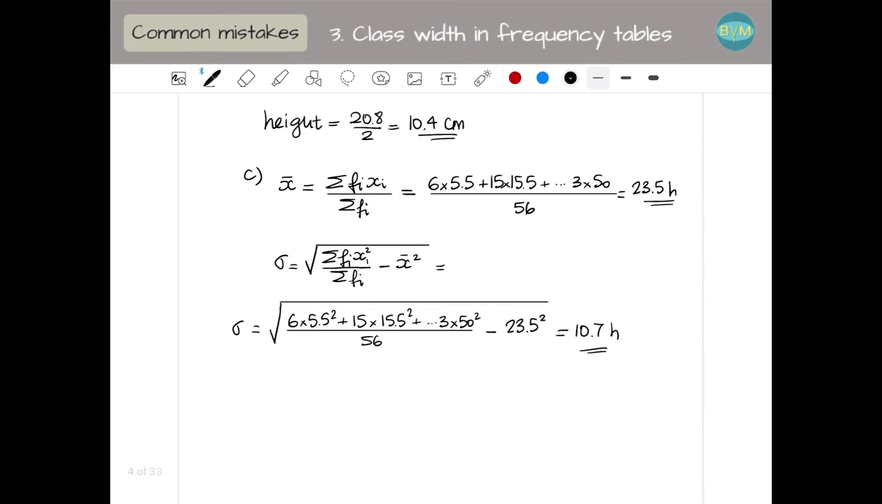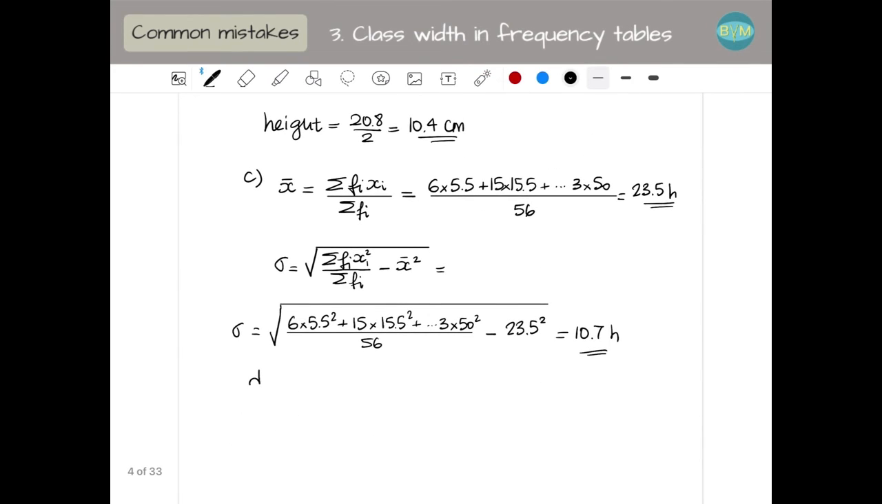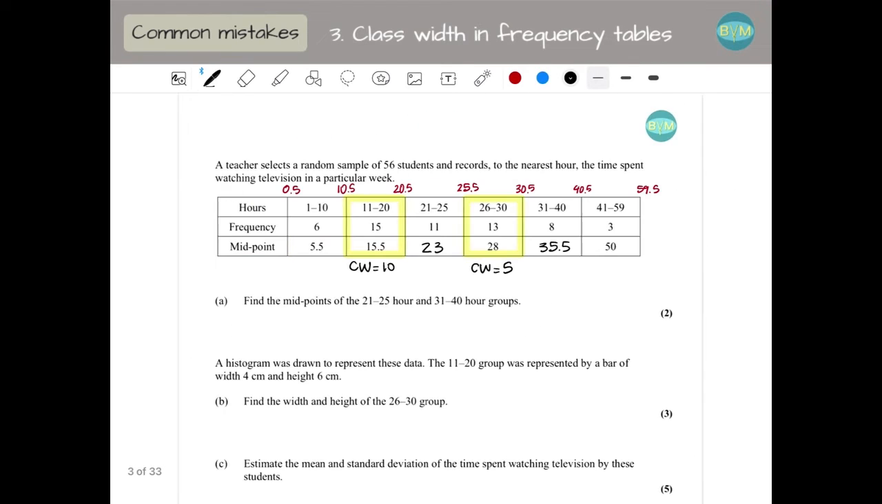We have, this is D, right? D. The median, the Q2, is the midpoint of 56 data, which is the 28th. So we have to check where the 28th value is. I have 6 values up to here, then 15 more is 21 values, and then I have 32 values here. So that means that my median is going to be in this interval, in this class.